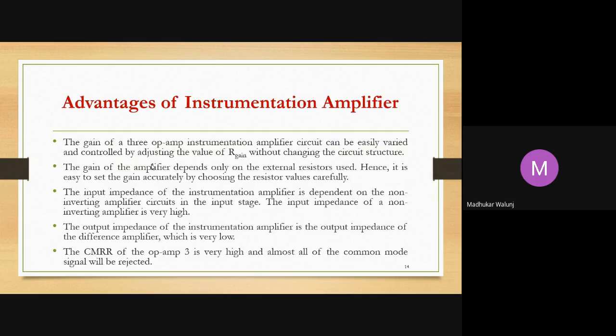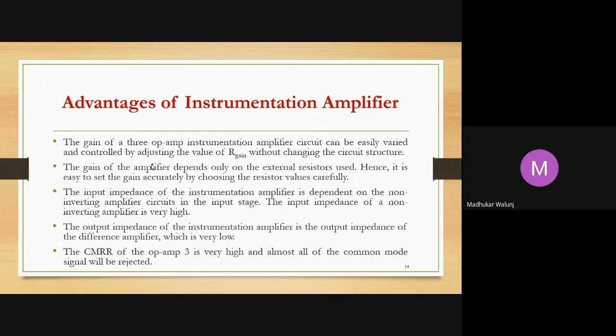What are the advantages of the instrumentation amplifier? The first and most important advantage is that the gain can be easily varied by adjusting the value of R gain. Without changing the circuit structure, just by changing the value of R gain, we can change the gain. The gain of the amplifier depends only on the external resistors. Hence, it is easy to set the gain accurately by choosing accurate values of the resistors.